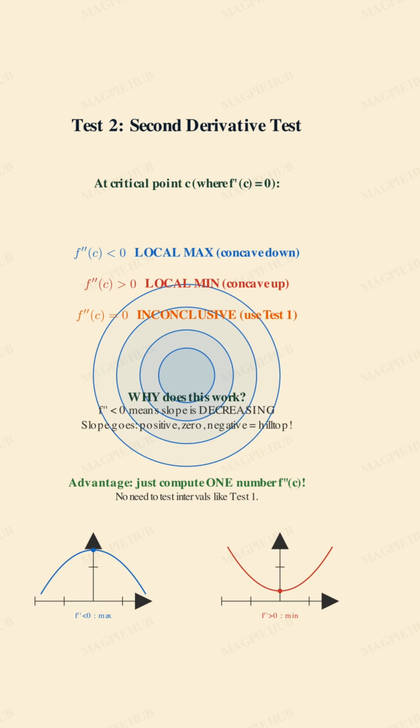Why does this work? If f double prime is negative, the slope is decreasing. So the slope goes from positive to 0 to negative, exactly the pattern for a maximum. The big advantage: you only compute one number, f double prime at c, no interval testing needed.